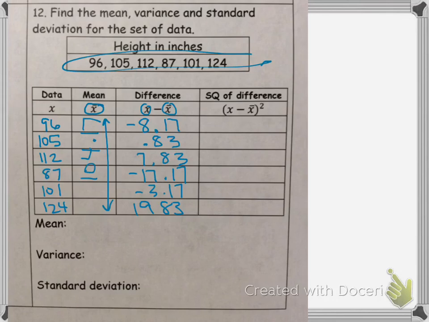Now I'm ready to just square the previous column. So I'm going to take all these values over here. I'm going to square them on my calculator and put them in the next column. So negative 8.17 squared is 66.75. I'm going to round all of my answers to 2 decimal places while I do these on my calculator. 0.83 squared, I got 0.69. 7.83 squared, I get 61.31.